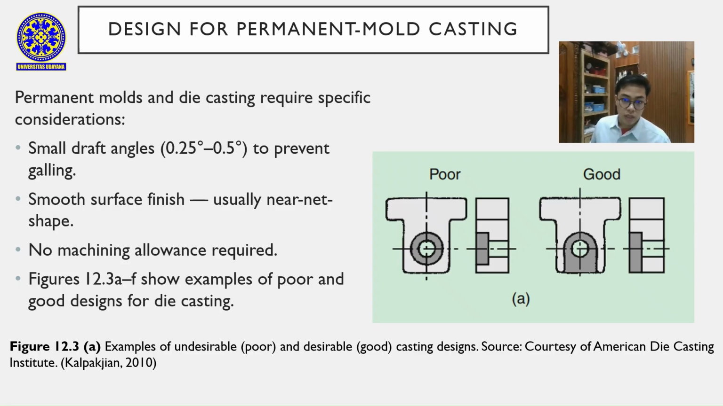Permanent molds and die casting require small draft angles and precise dimensions. This process usually produces near net shape parts with smooth surface and minimal finishing. Figure 12.3 shows examples of poor and improved die casting designs.